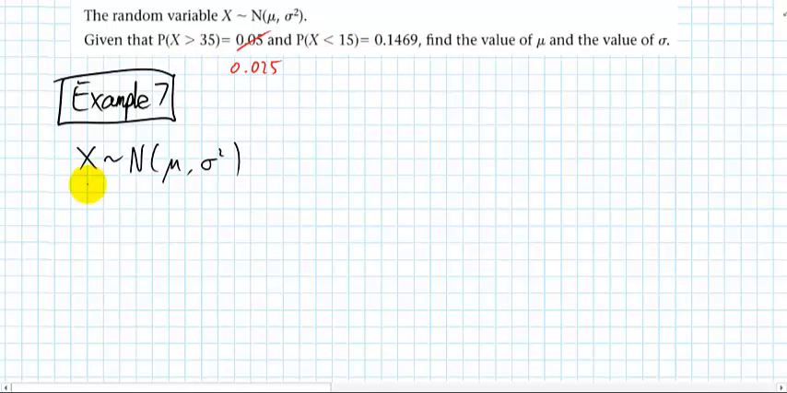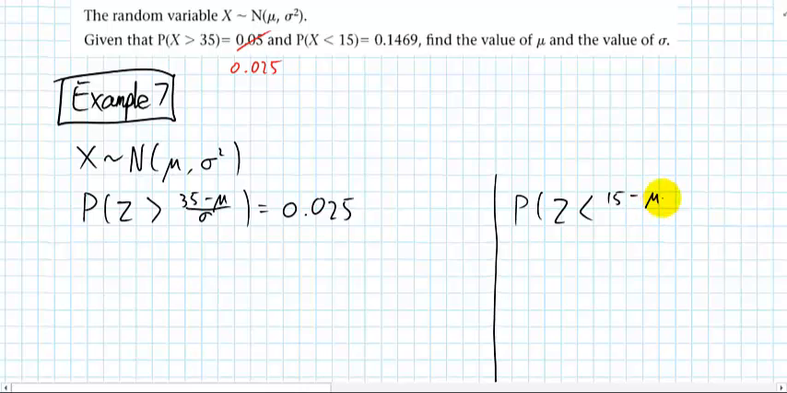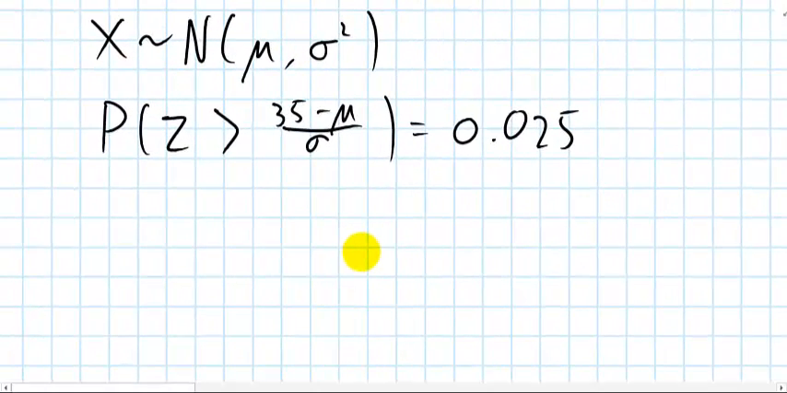We've got two probability facts. Let's standardize them. The probability of Z being bigger than (35 minus mu) over sigma is equal to 0.025, and we're also given that the probability of Z being less than (15 minus mu) over sigma is equal to 0.1469. Let's do one at a time.